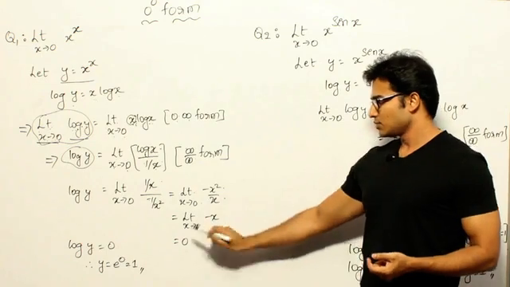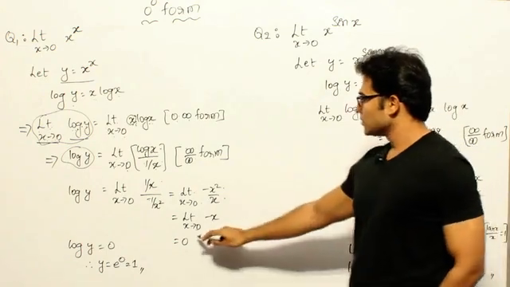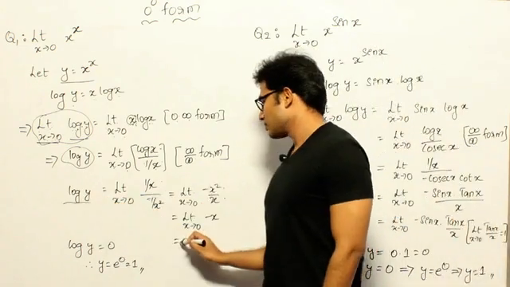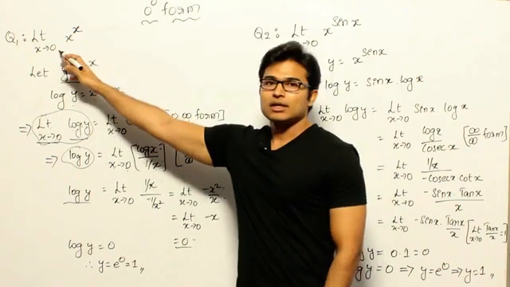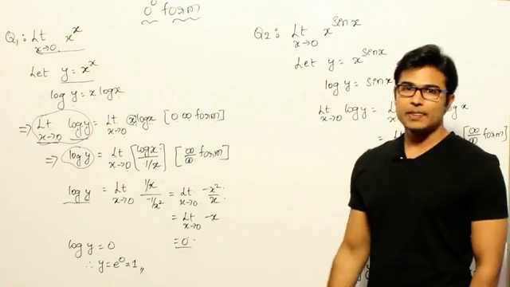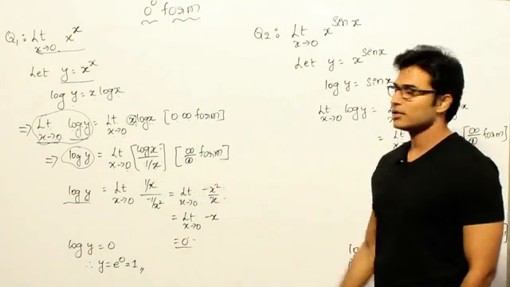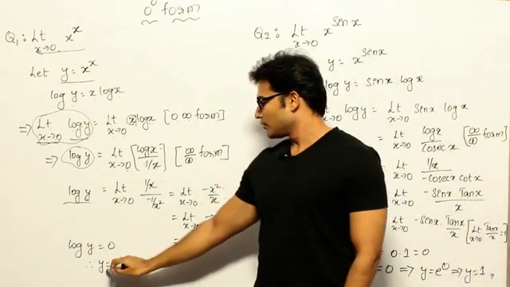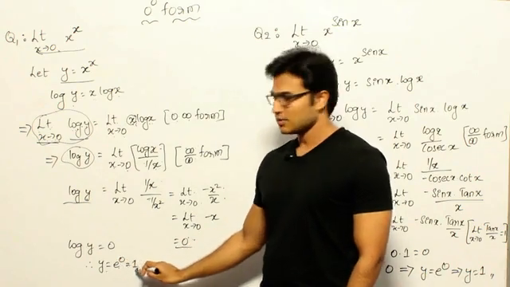Now you apply limit x tends to 0, you got 0. Now what is 0? Log y is equal to 0. It is not this one. This entire factor is not equal to 0. Log y equal to 0. Therefore, what can be y? If log y equal to 0, then y is e power 0, which means 1, right?